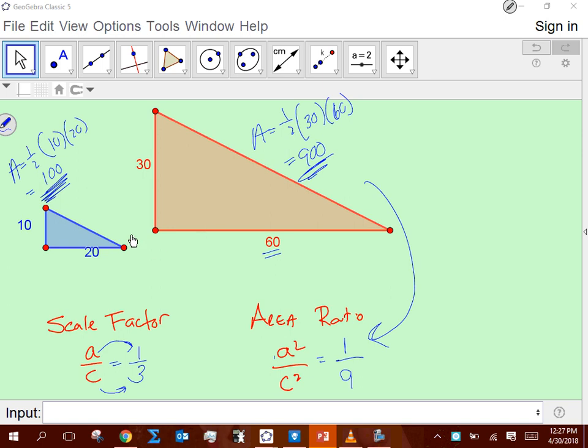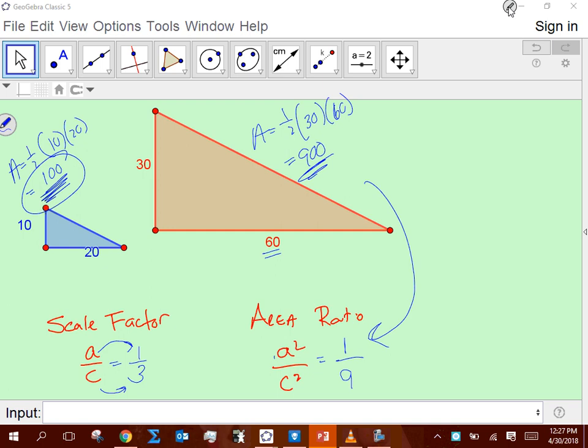Why is that beneficial? Because now if I know that these two things are similar, I don't need to find both areas because that might be time consuming. If I know they're in a ratio of 1 to 9 and this one's 100, don't I automatically know this one's 900? Okay. Or if I know that this one's 900, I should automatically know that this one's 100. So that kind of introduces us, and we could do that with any figure, any set of similar figures.